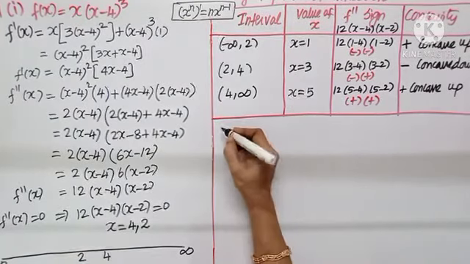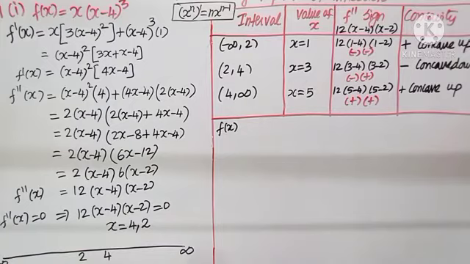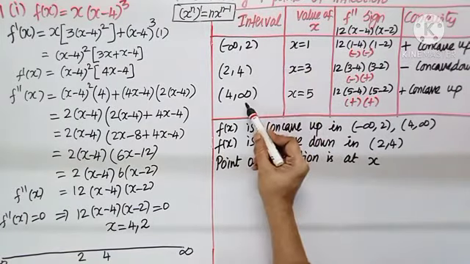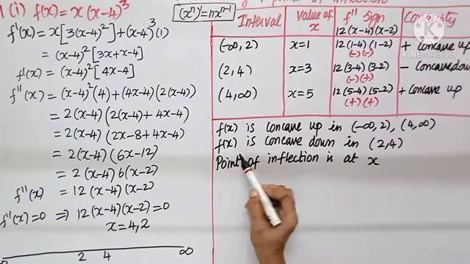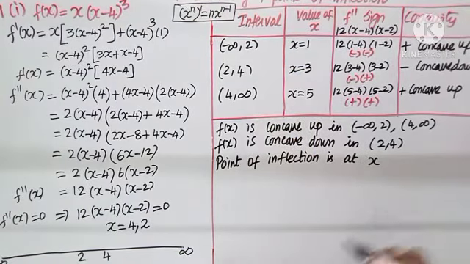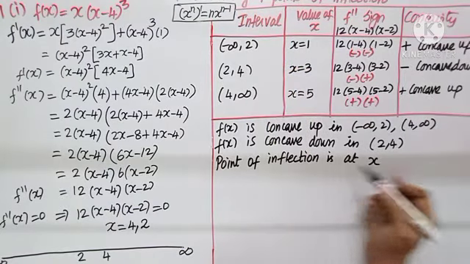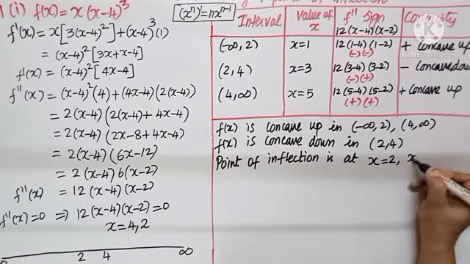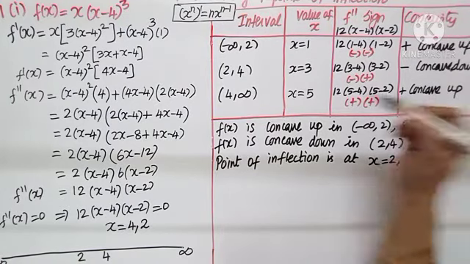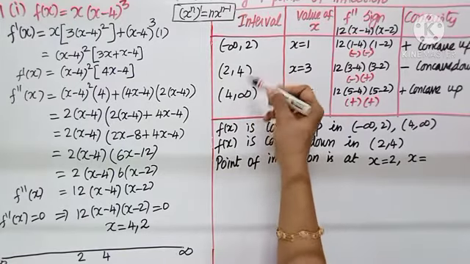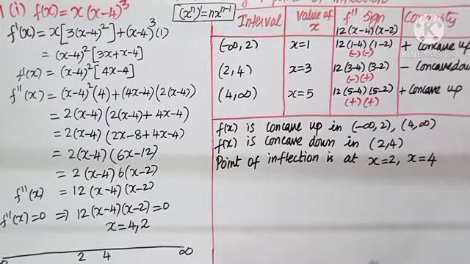So we can write the answer. F of x is concave up in minus infinity to 2 and 4 to infinity. F of x is concave down in 2 to 4. So where is the point of inflection? Check. Up to down, it is changing at 2. So, point of inflection at x is equal to 2. Also, down to up, it is changing at 4. So, here down, here up, common number 4, write x is equal to 4.